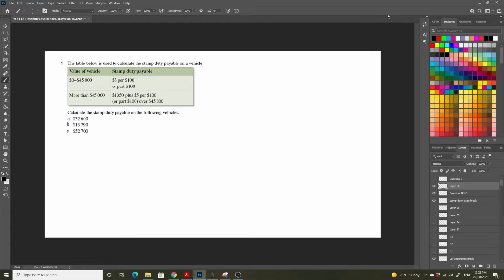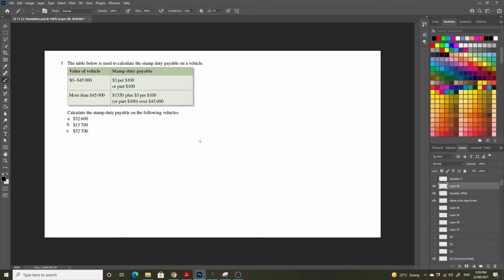In this video we're going to be looking at calculating stamp duty on the price of a vehicle. Stamp duty is a tax charged by the government that's based on the value of the vehicle, and you pay it for registering or transferring ownership of a vehicle. So let's have a look at this question.